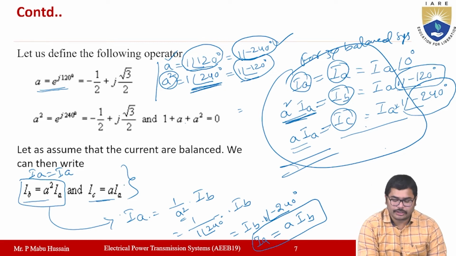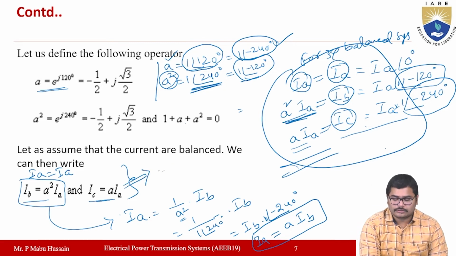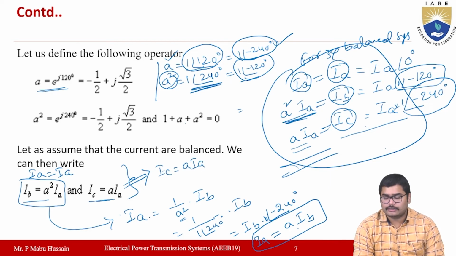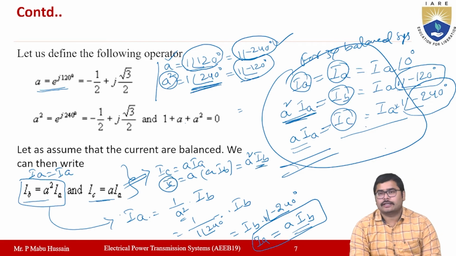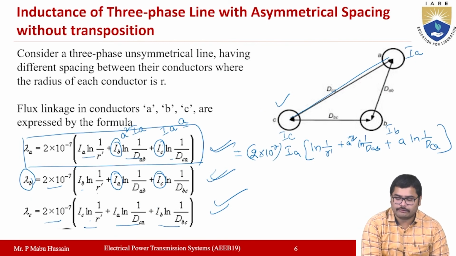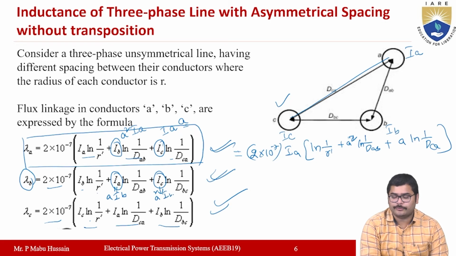Similarly, if you write for this equation, IC is equal to A into IA. Now IA in terms of IB is A into IB. You substitute here, in place of IA, A into IB. So this value is equal to A square into IB. So the value of IC in terms of IB is A square into IB, and the value of IA in terms of IB is A into IB. Those two you are going to substitute here. The value of IA here is A into IB, and the value of IC is A square into IB.